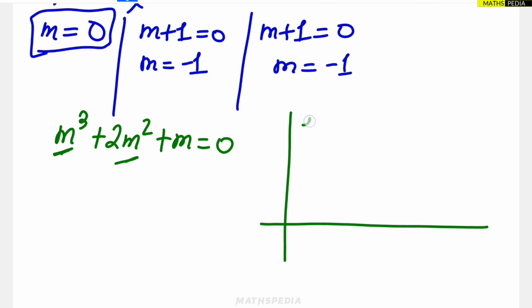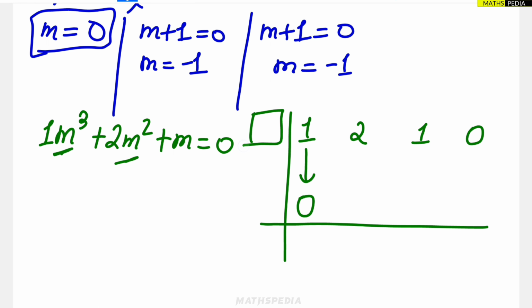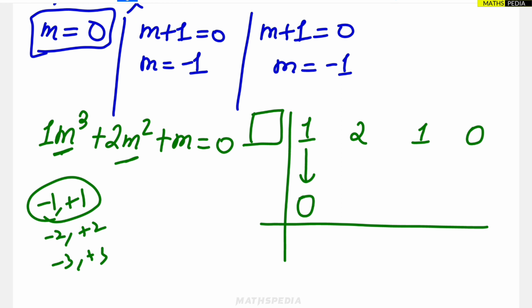Write the coefficients: m cube coefficient is 1, then 2, then the m coefficient 1, and the constant term 0, right? Then below the first element, always write 0. It is compulsory. Next, you take a value that will satisfy this equation, starting with minus 1, plus 1, minus 2, plus 2, minus 3, plus 3, and so on. Now how to identify these elements? You can directly substitute and see whether it satisfies this equation. Basically substitute minus 1 in place of m. If we are getting RHS as equal to 0, then it is satisfied.